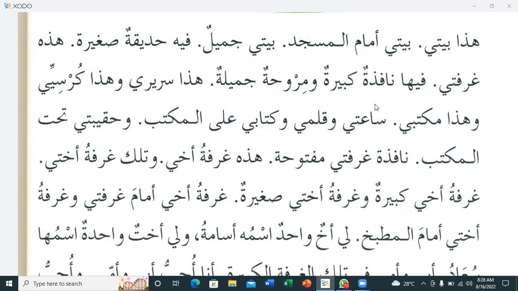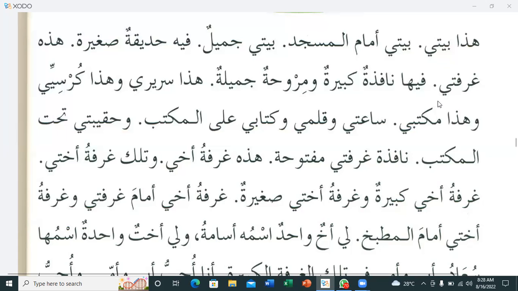Haza baiti. This is my home. Baiti amam al masjid. My house is in front of the masjid. Baiti jamilun. My house or home is beautiful. Fihi hadiqatun saqira. In it, there is a small yard. Garden, yes. Hadiqa, garden, okay.